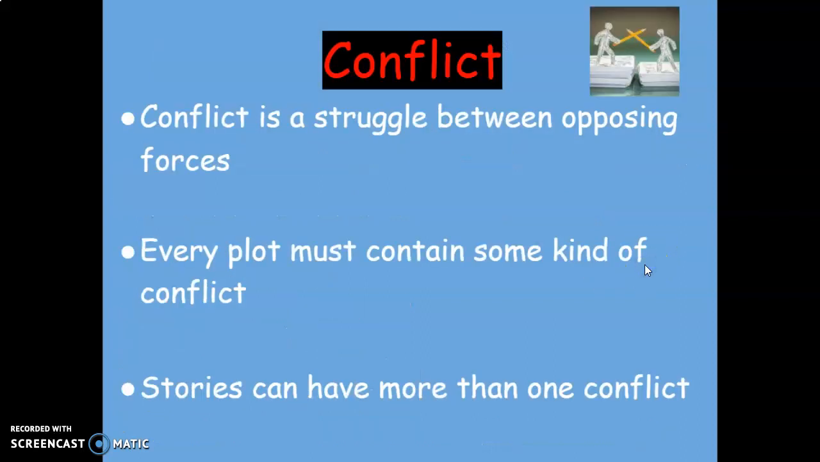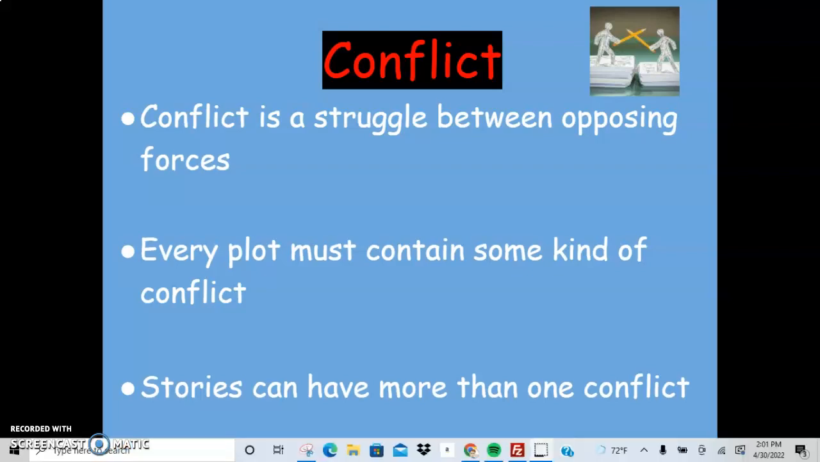Next one is conflict. Conflict is possibly, in my opinion, the most important part of a story, or a narrative, as you should say. It is the struggle between opposing forces. Every narrative needs some kind of conflict. The conflict is what the protagonist wants to fix or what the protagonist wants to change, right?